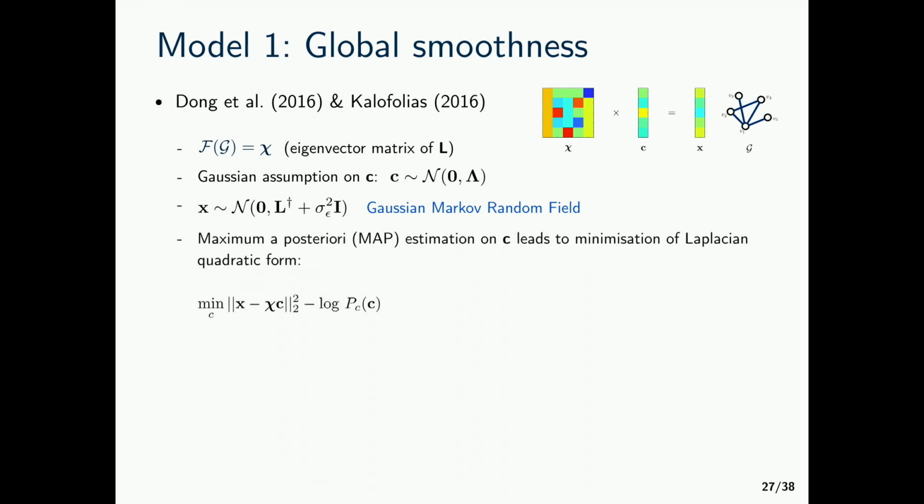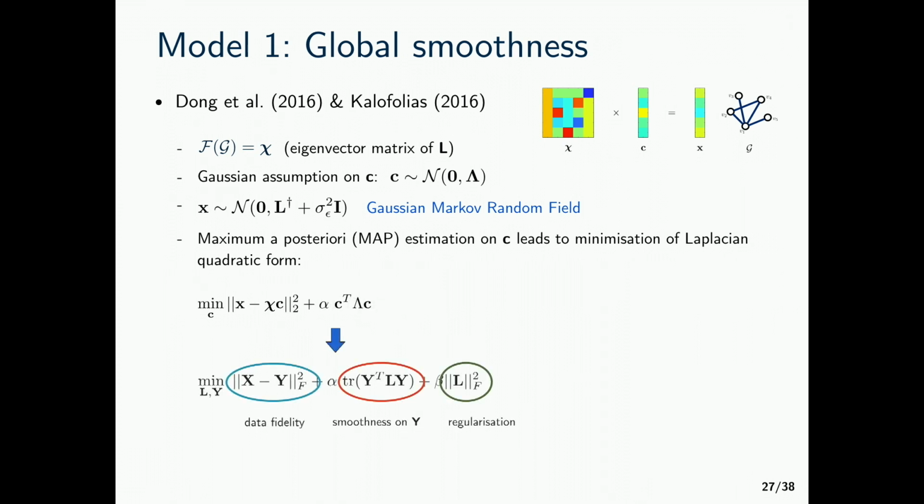So a simple maximum a posteriori estimation on this latent variable c will basically lead to minimizing the Laplacian quadratic. I will not go into the mathematical details, but in the end, you will arrive at an equation on the bottom that basically says that I want to find another observation y, which is similar to my x, but I also want this y to be smooth on a graph that I wish to learn.